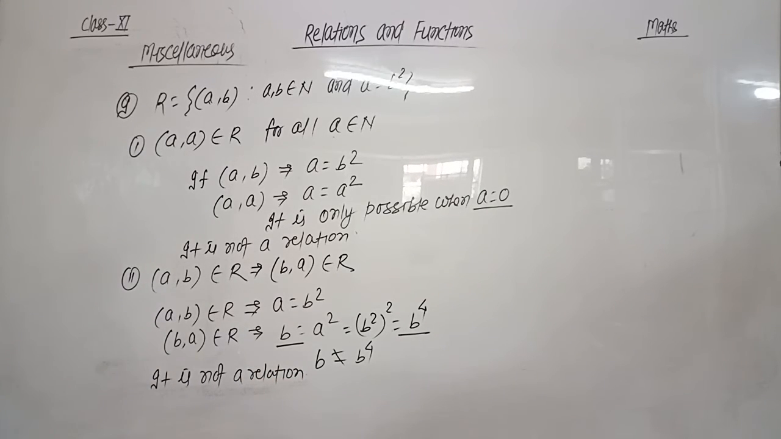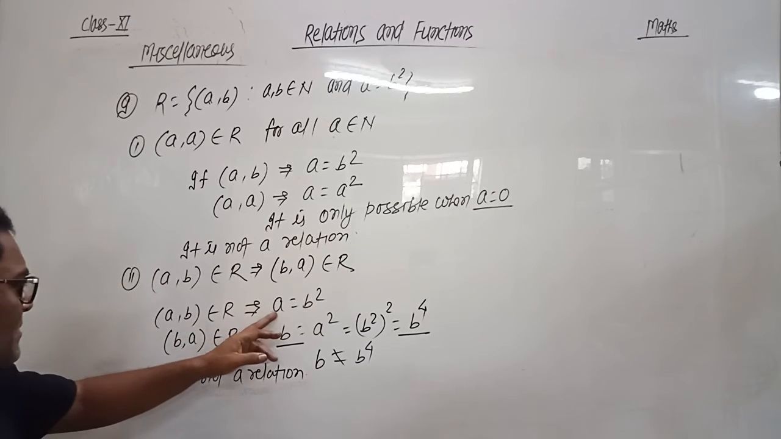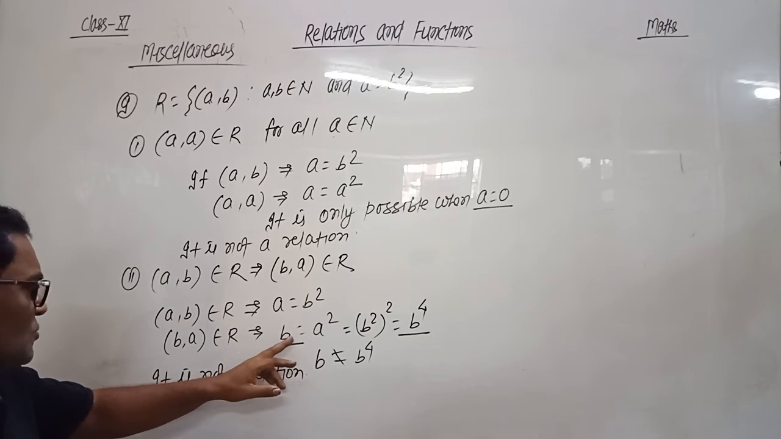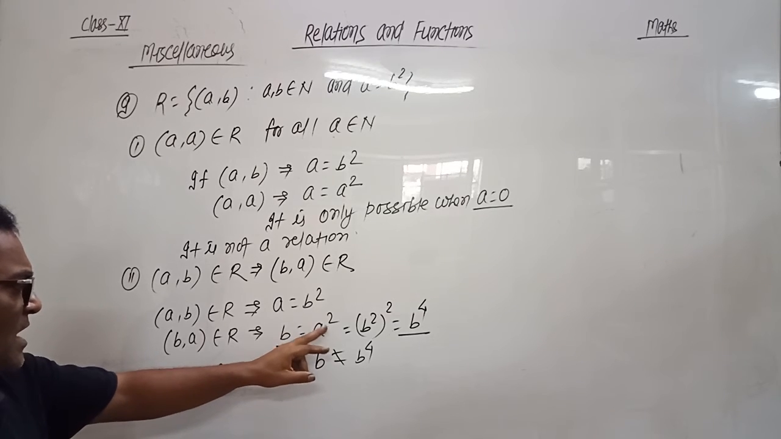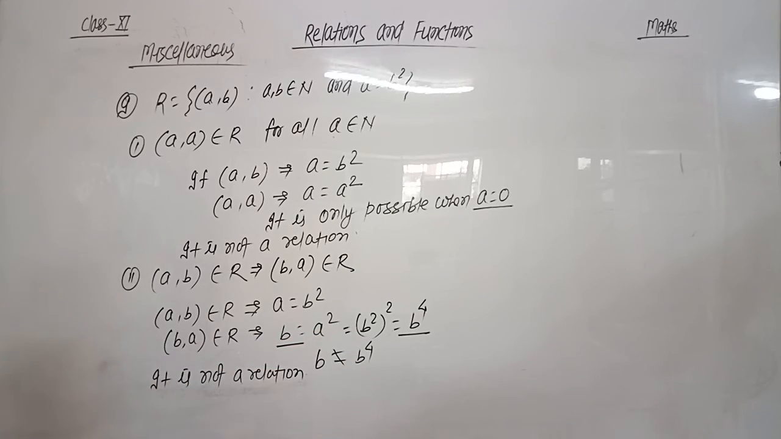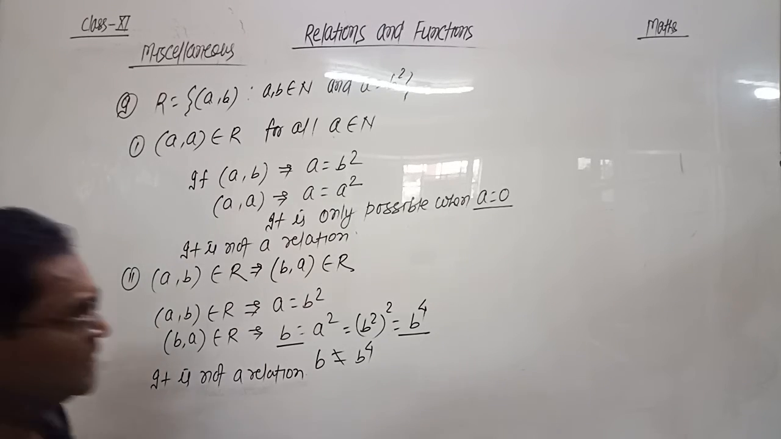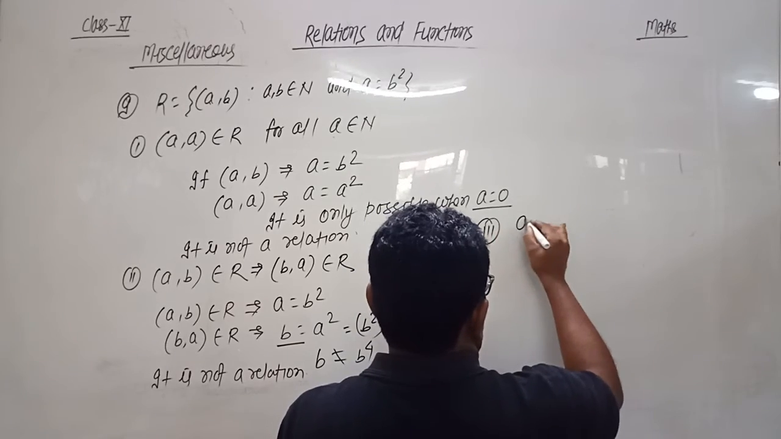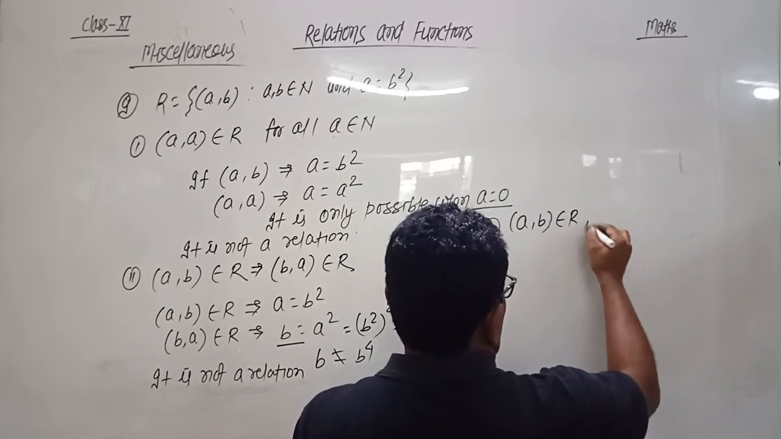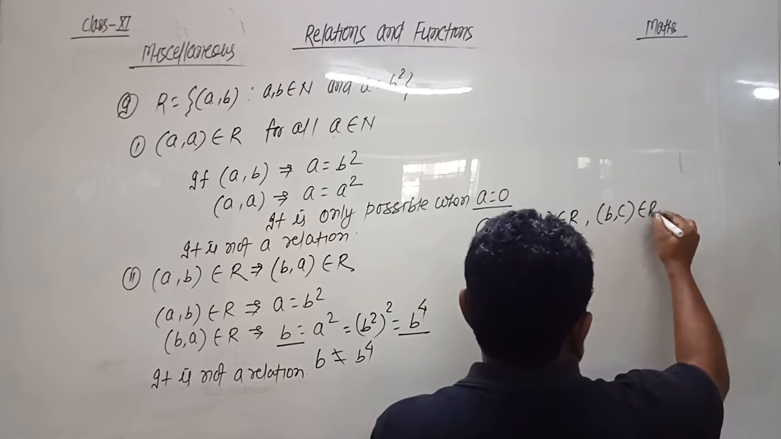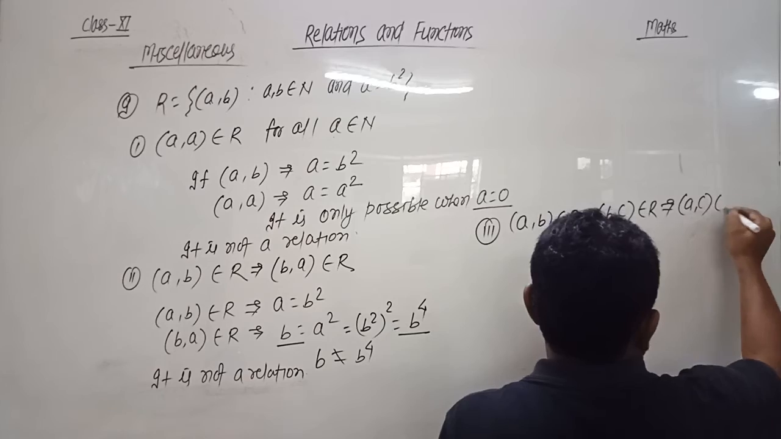Now for the third part, (A, B) belongs to R and (B, C) belongs to R implies (A, C) belongs to R. Here (A, B) belongs to R means A equals to B square, and we substitute the value of A.